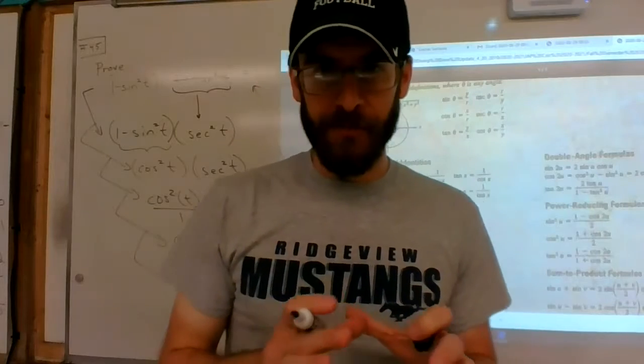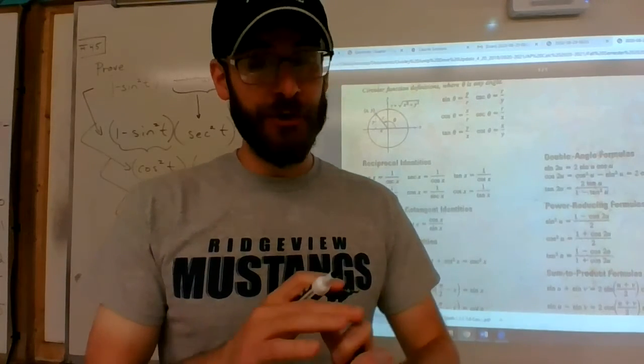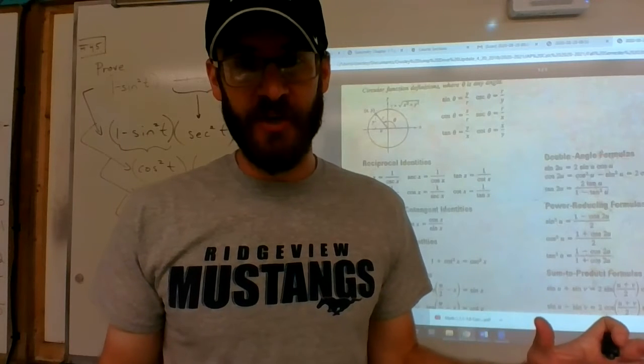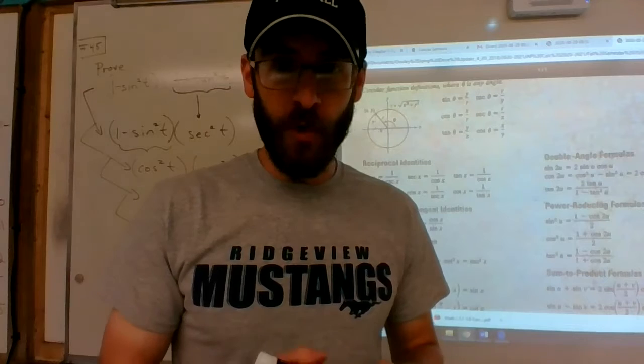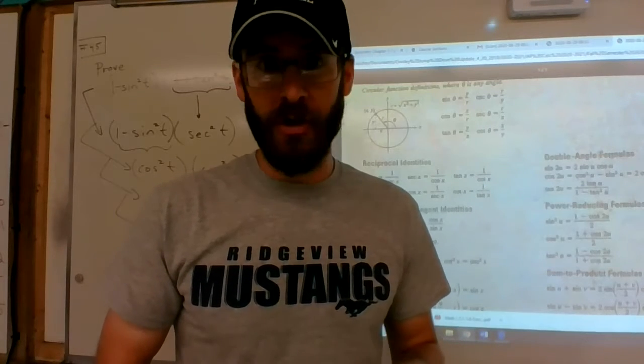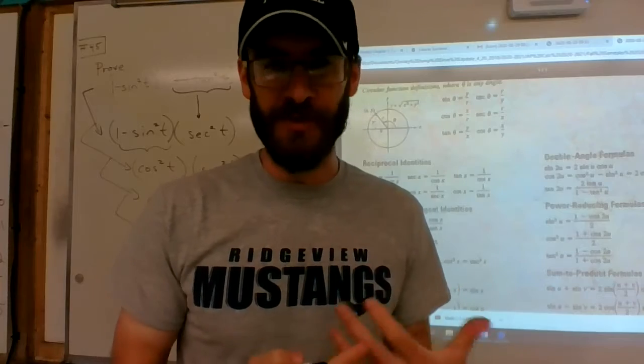So the lesson learned from this one is be constantly looking at your identities. Don't just randomly turn everything into sines and cosines and expect yourself to get to the finish. Because I actually worked it out that way, and it took a long time to get back to the starting point, and then it just was messy.